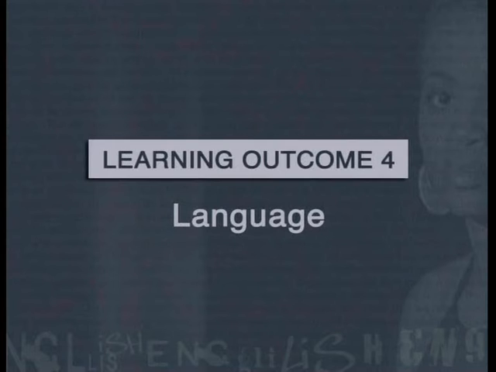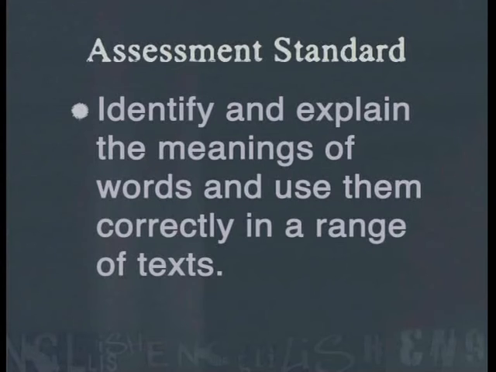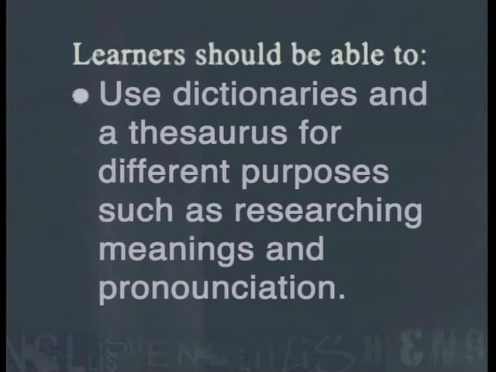The following lesson is linked to Learning Outcome 4, Language. It addresses the assessment standard that requires learners to identify and explain the meanings of words and then use them correctly in a range of texts. Learners should be able to use dictionaries and thesaurus for different purposes such as researching meanings and pronunciation.